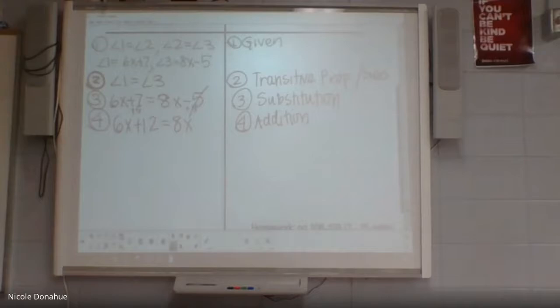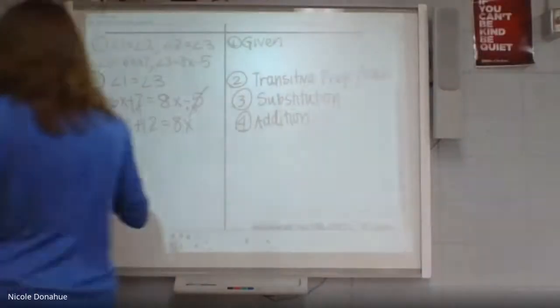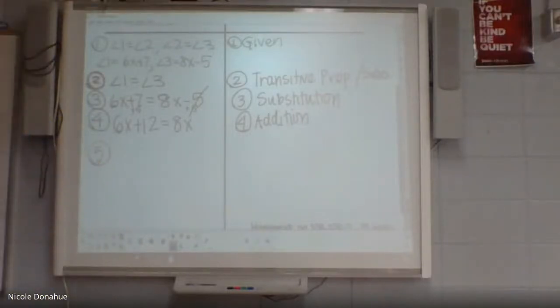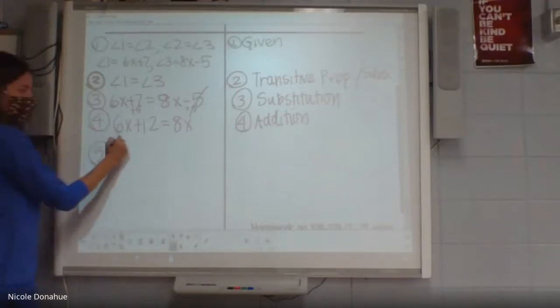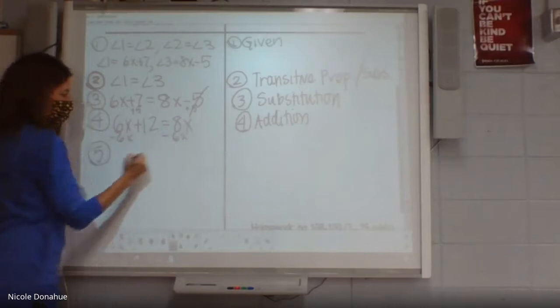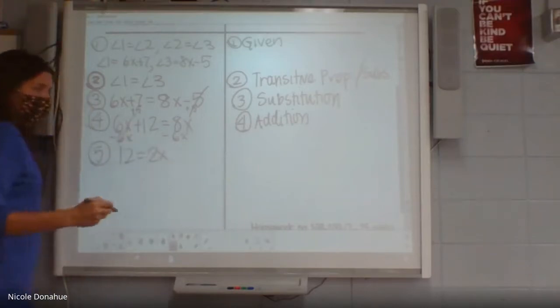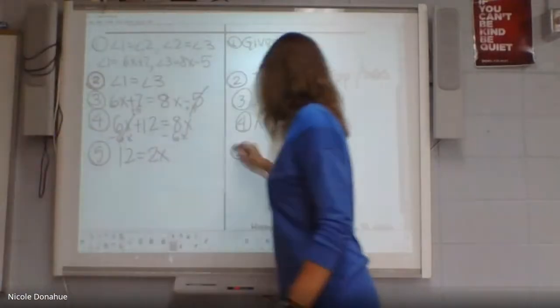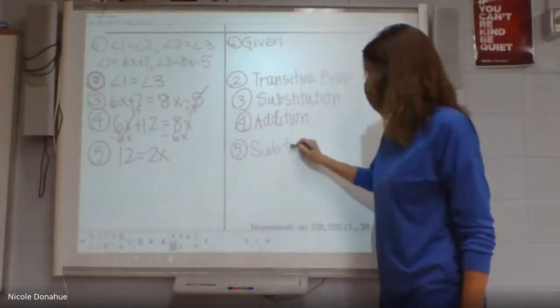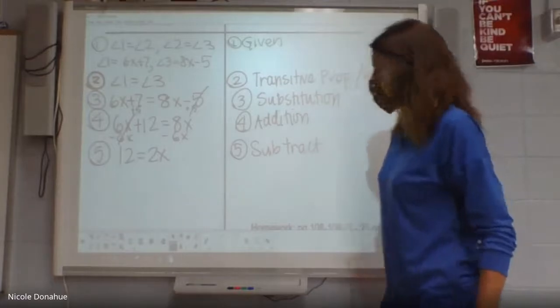Once we have addition there, what do we need to do next? Now it's not really an option. What to do? Those x's together, right? So which x do we need to move? Yeah, that 6x has got to move over, because that other one's all alone already. So this will cancel, so I'll get 12 equals 2x by subtraction. And don't abbreviate subtraction too small. Subtract is fine.